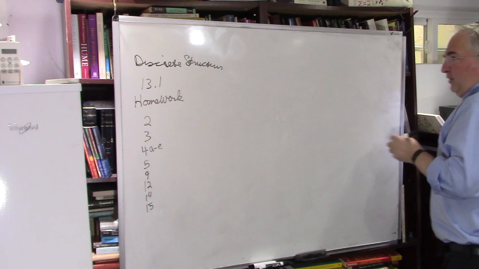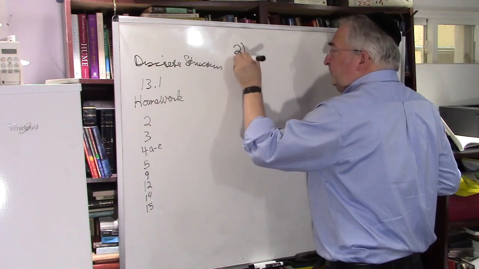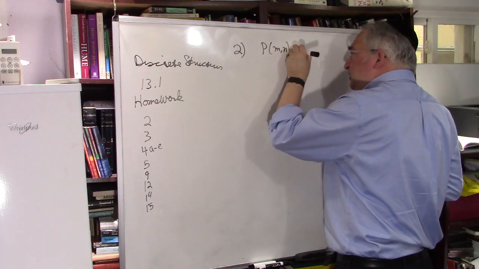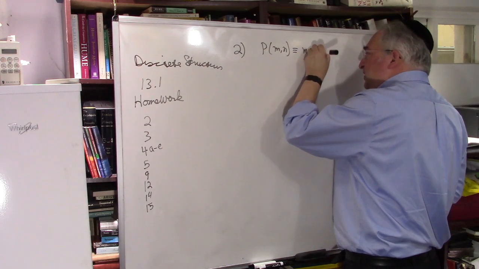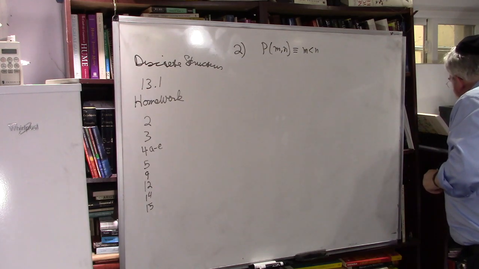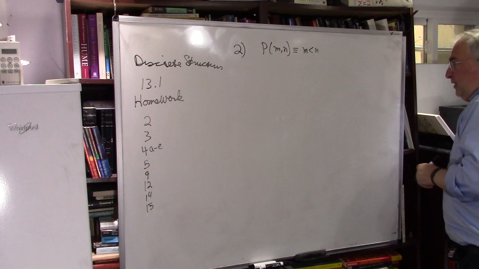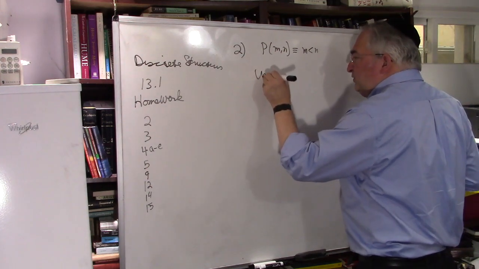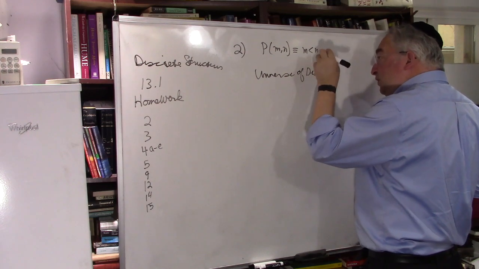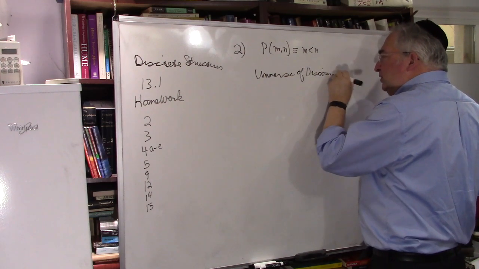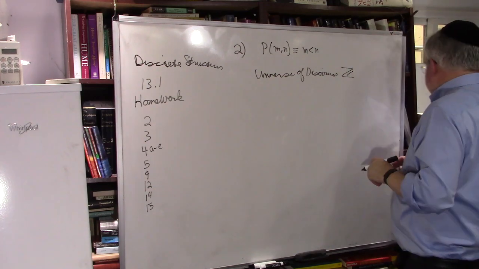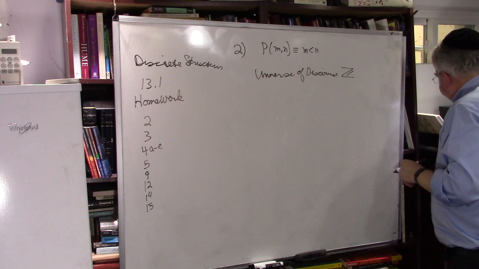Okay, so let's do number 2. P of m comma n means m is less than n. They want us to do universe of discourse. They did this for the natural numbers in the book, which you should read. But now they want you to do the universe of discourse as Z. Okay, let's go through it.